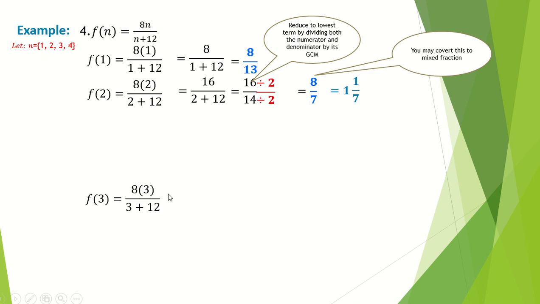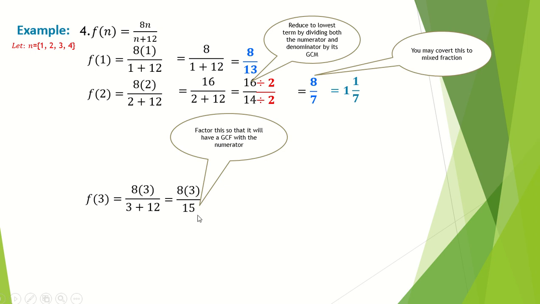The third term is the same process, substitute 3 to every n, but this time I prefer not to multiply the numerator. I prefer to factor out the denominator because I don't want to get my numbers bigger.